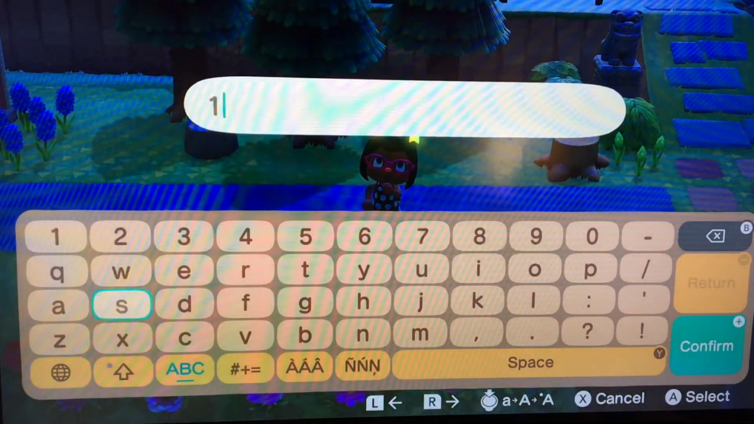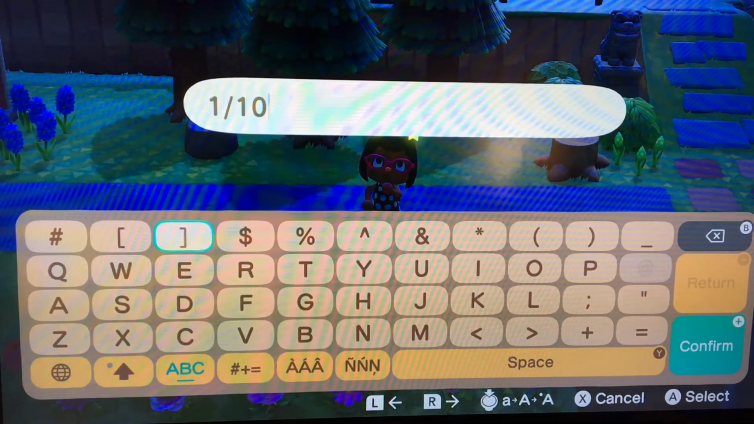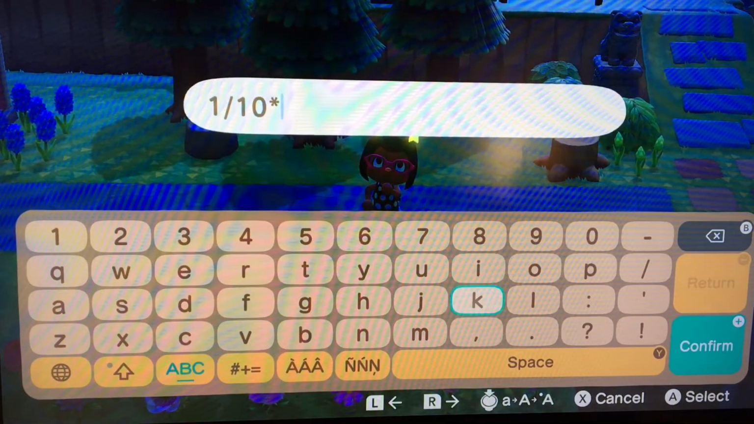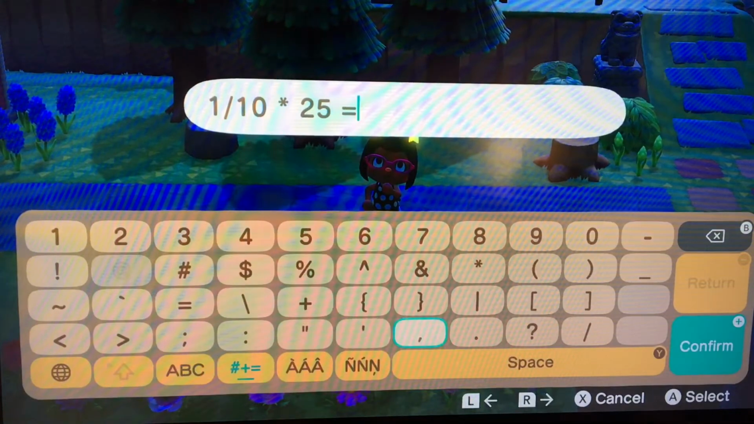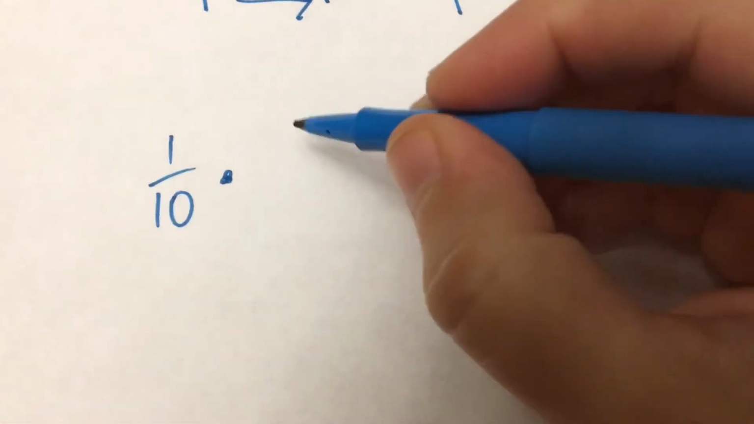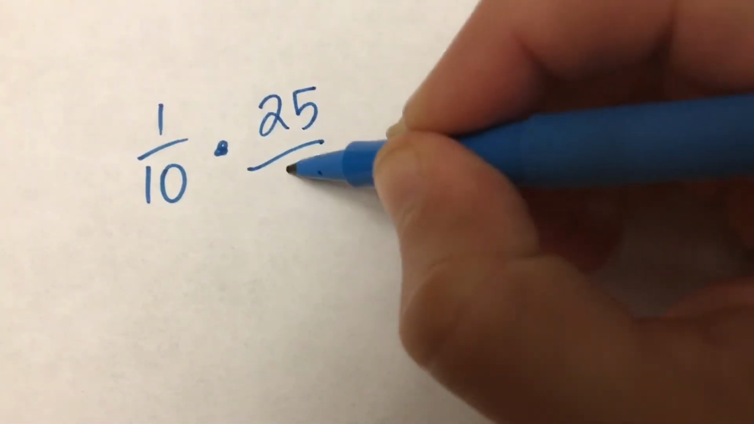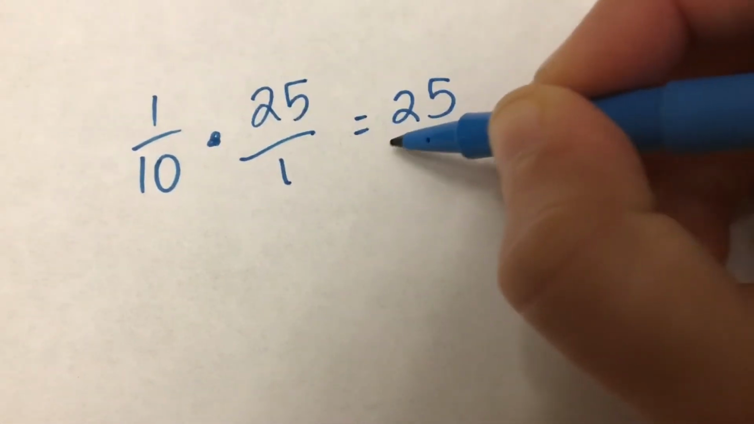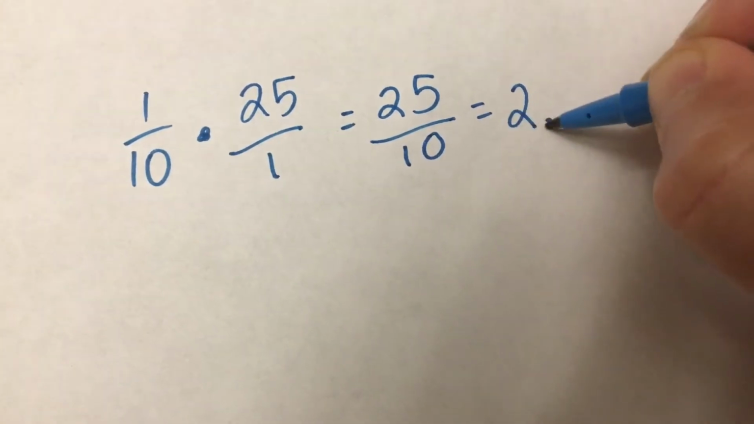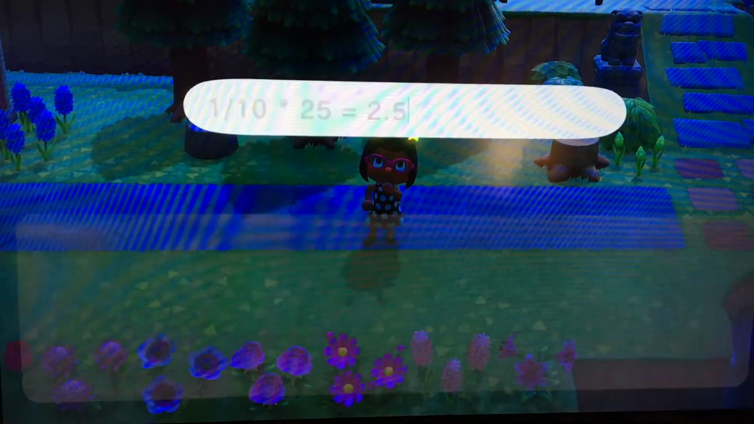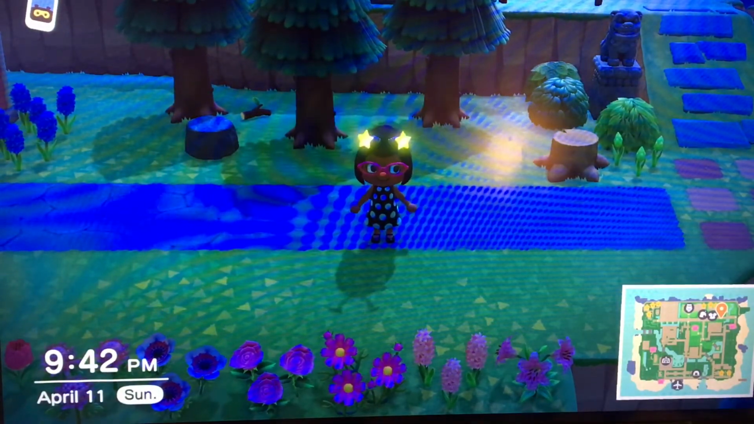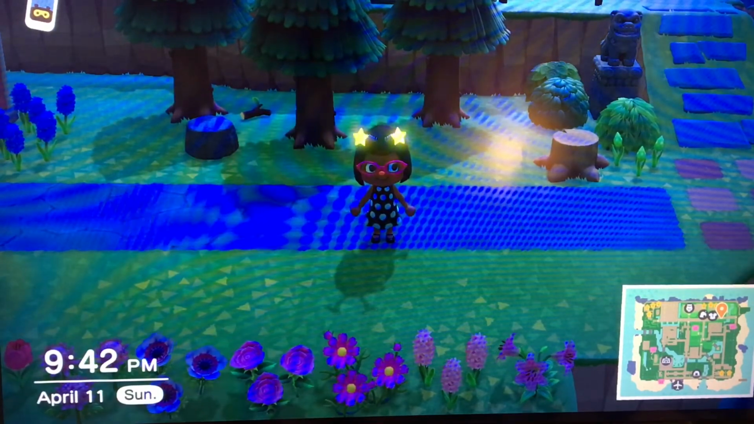So the chances are 1 out of 10, and we're going to multiply that by the number of trials, the number of times that I'm going to shake trees. And I said 25. And I get 2.5. So there's a 1 out of 10 chance of getting bit by a bee when you shake a tree, and I'm going to shake 25 trees, so I can expect to get bit 2.5 times.